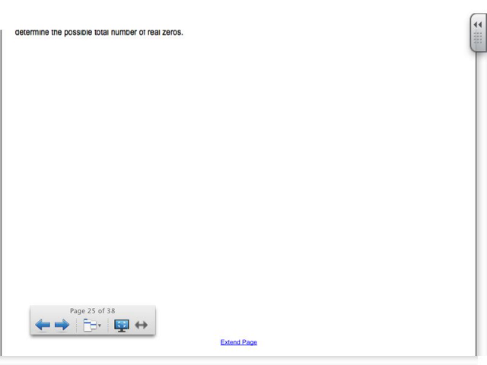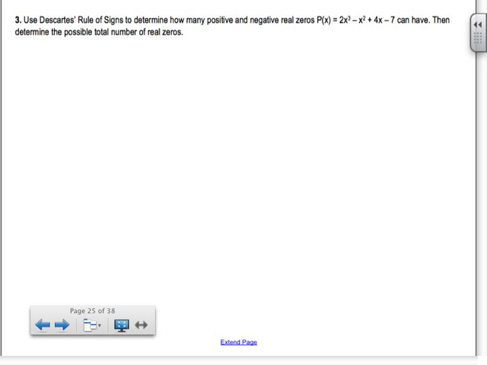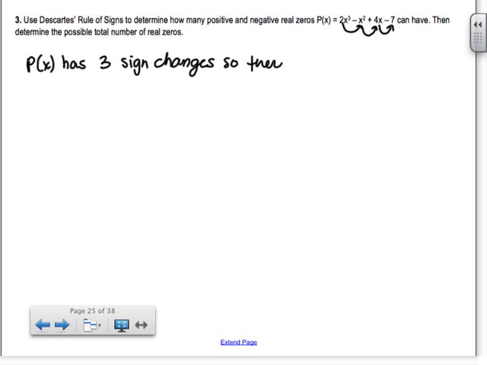All right, so when you guys did this, you looked at your number of sign changes. So you had 2x cubed to negative, so that's positive to negative. Then you have negative to positive, positive to negative. So p of x has 3 sign changes. So there are 3 or 1 positive real zeros. You don't have to write this. I mean, you can just put it on the chart.